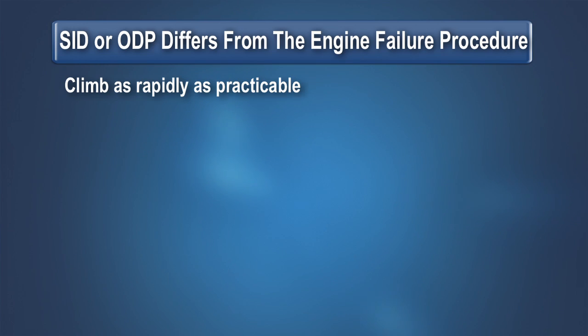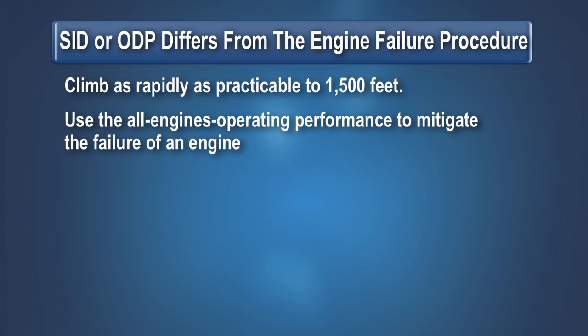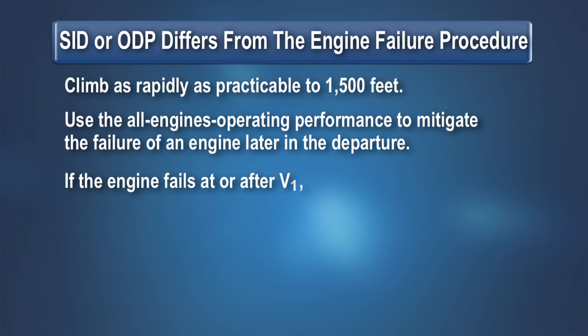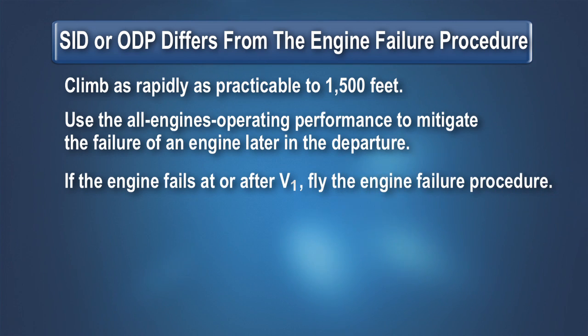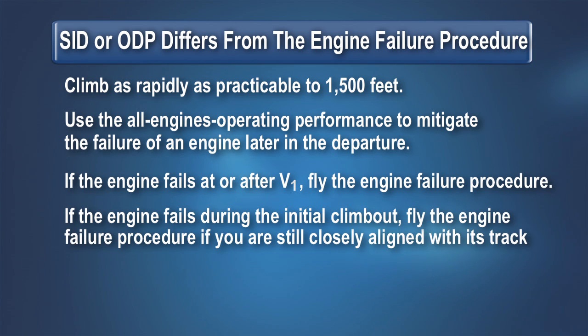First, climb as rapidly as practical to 1,500 feet above the airport elevation. Doing so with all engines operating gains altitude quickly close to the airport, mitigating the effects of an engine failure later in the departure. If the engine fails on takeoff at V1, fly the engine failure procedure. If the engine fails during the initial climb out, fly the engine failure procedure if you are still closely aligned with its track.